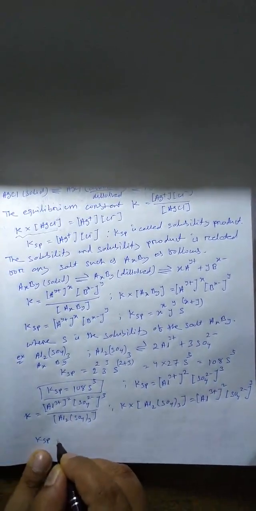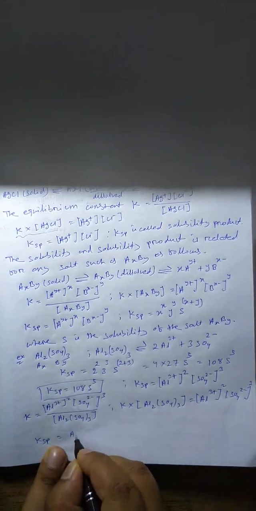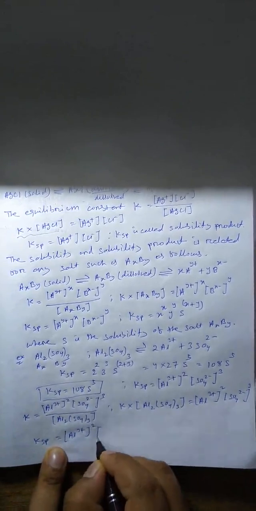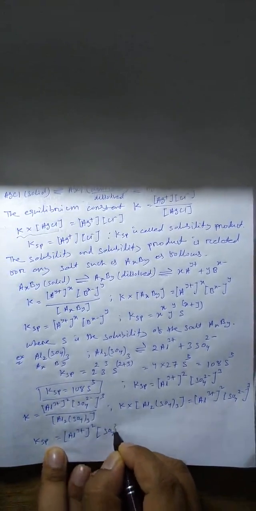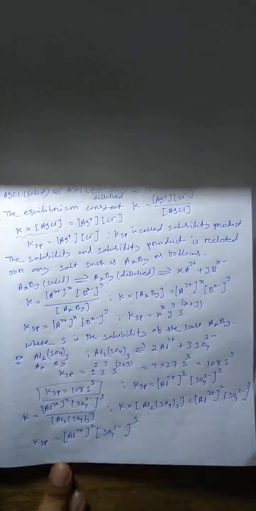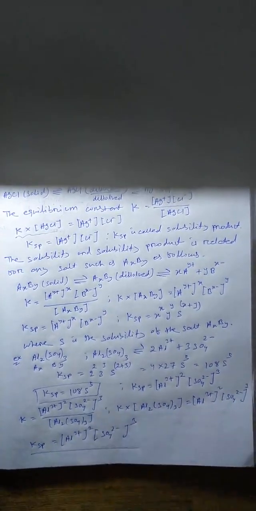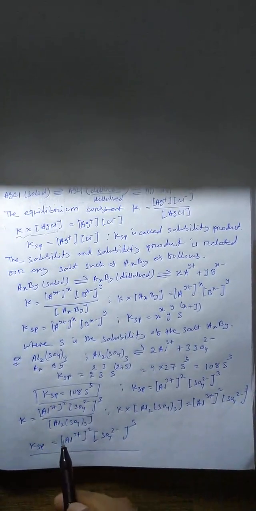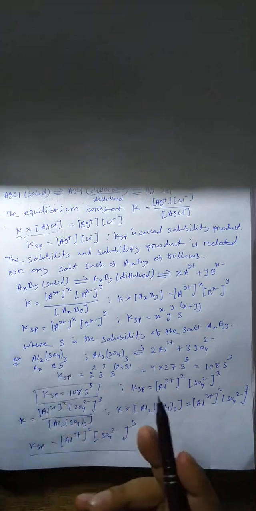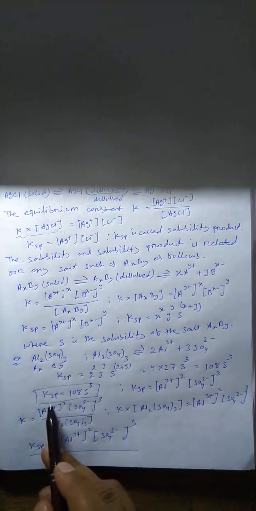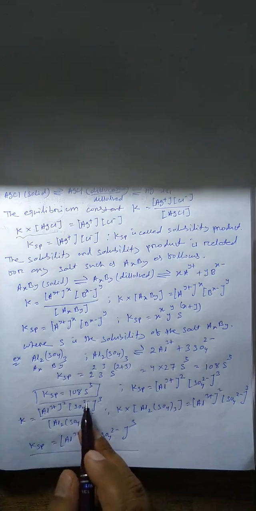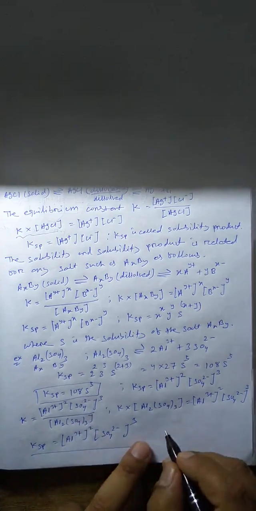So here Ksp is equal to [Al3+]^2 into [SO4 2-]^3. This is called the solubility product. This is the solubility and solubility product relationship. For any compound you can find out the relationship between the solubility and solubility product, and the solubility product also tells how to find out the solubility.